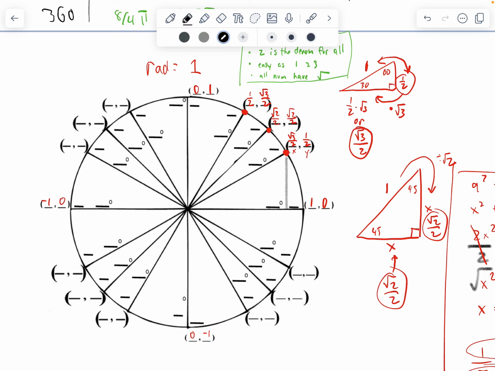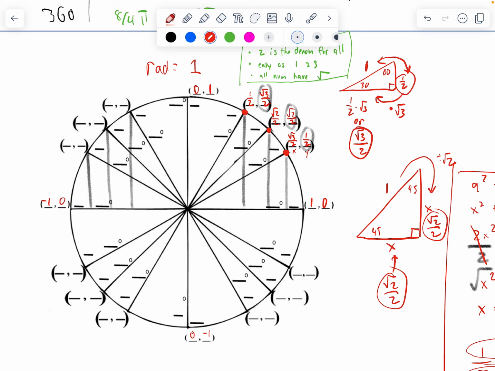And I'll use a pencil here. So these are all the heights. These y values, right? 1/2, square root of 2 over 2, and root 3 over 2. These are all the heights. Well, the heights on the other side are the exact same. So what does that mean? Well, that means the y values have the exact same height. And so we just copy the y values because the heights are the same.